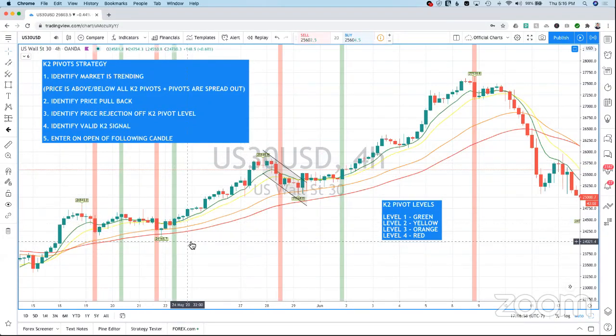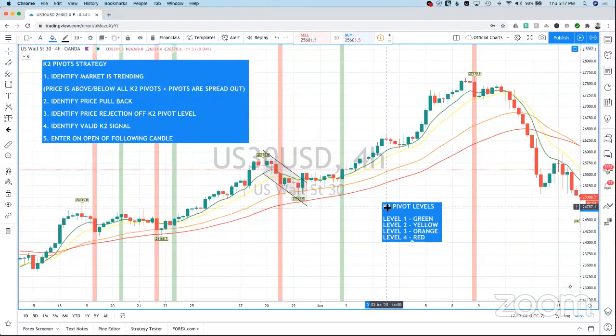Well, actually, this would be an entry right here too. We can go over this later, but I'm just going to go over this one since we're here already. So number 1, you identified the market was trending upwards. Number 2, you identified a price pullback. Right here, price pulled back. Number 3, you want to identify a rejection off a K2 pivot level.